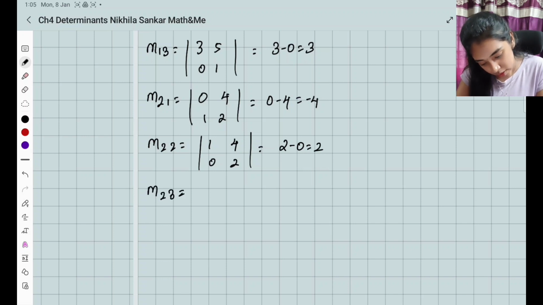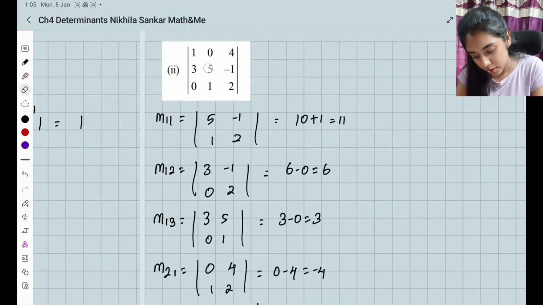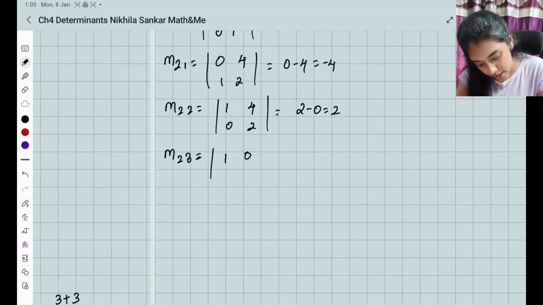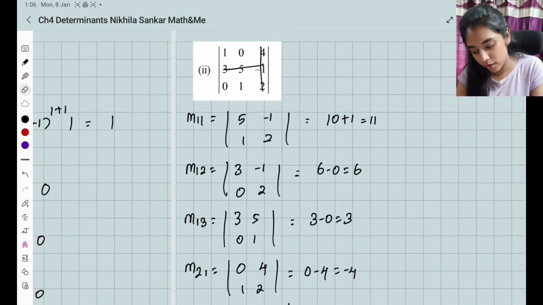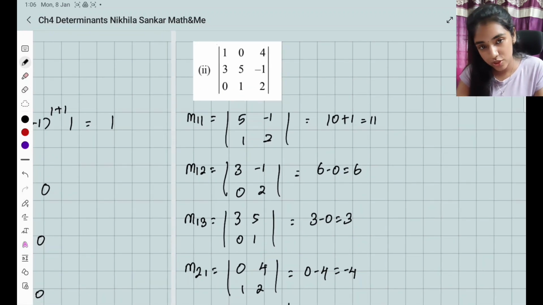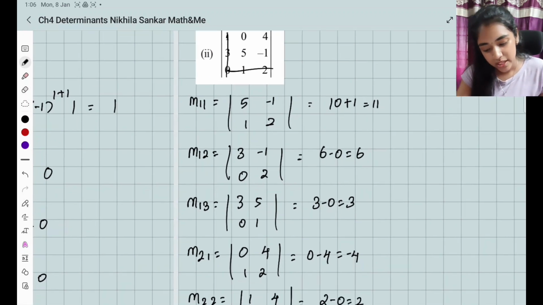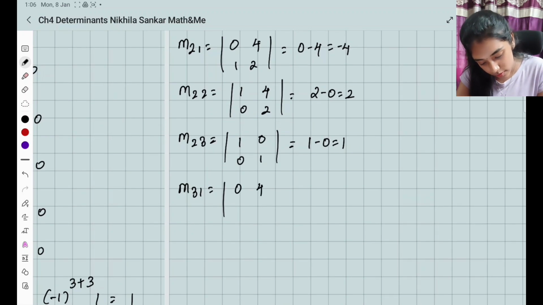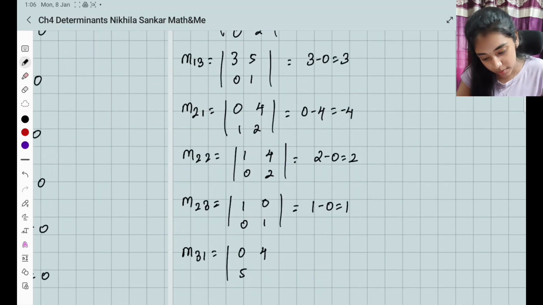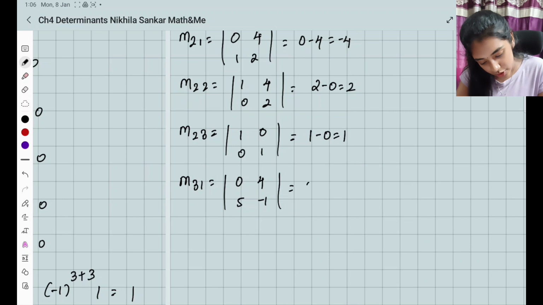Then M23, how is it going to be? 2 3 is second row, third column. So 1 0 0 1. So this is 1 minus 0, 1. M31. Okay, solve it along with me. This is nothing, you just have to check which values. 1 3 is 0 4 5 1. 0 4 5 1, with minus 1. So this is going to be 0 minus 20, which is minus 20.